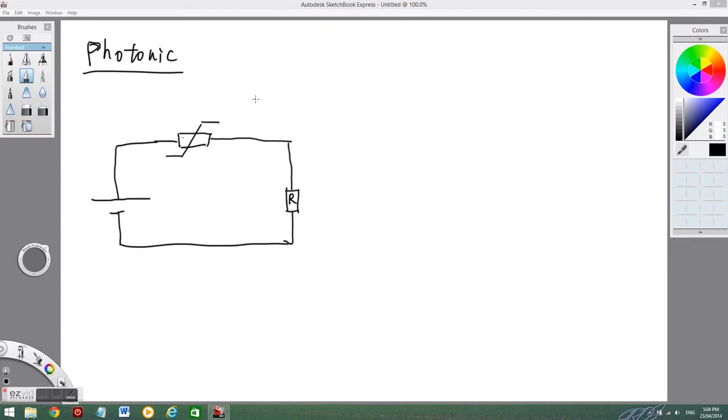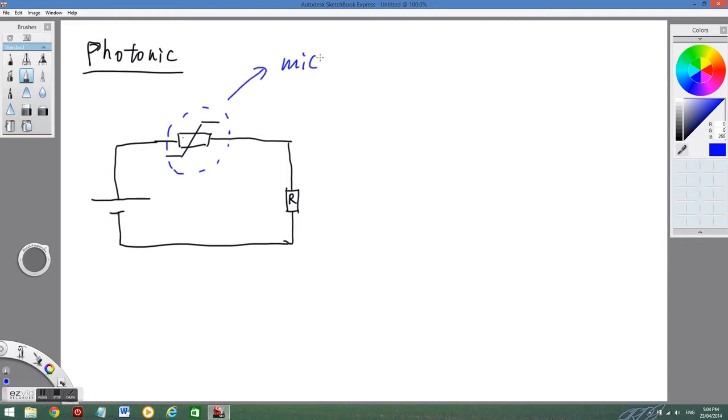Now it all starts with a simple circuit, with a variable resistor with a resistance. However, in this case, the difference is the variable resistance here is a microphone. So the idea of how they make it is it looks something like that.